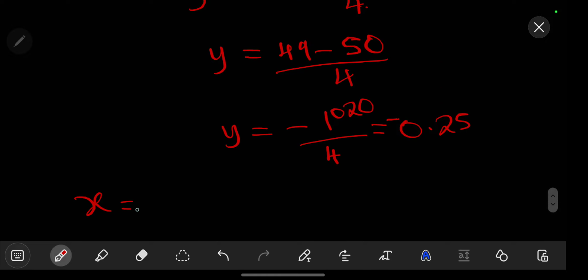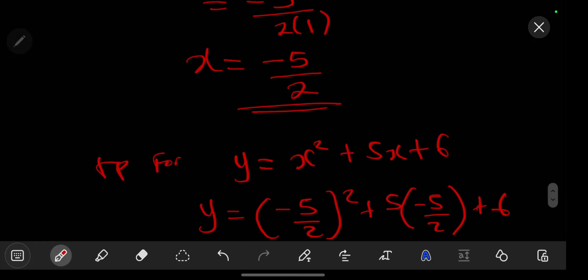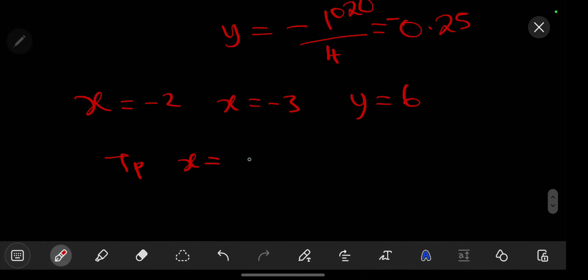So our x-intercepts are at x equals negative 2 and x equals negative 3. The y-intercept is at 6. Then we have the turning point. What's our value for x? Negative 5 over 2, which is approximately equal to negative 2.5. Then the other one is y equal to negative 0.25, like that.